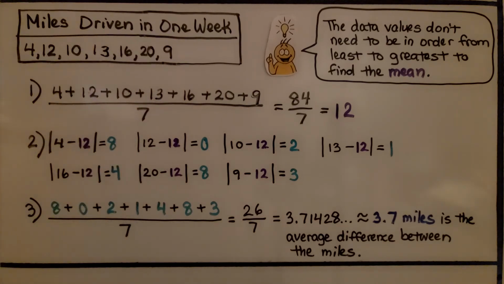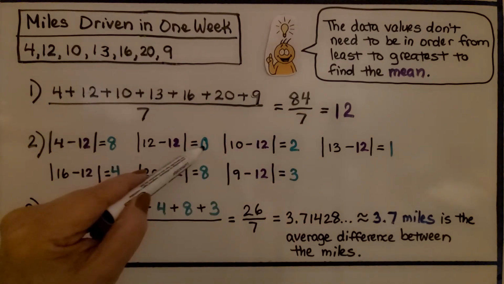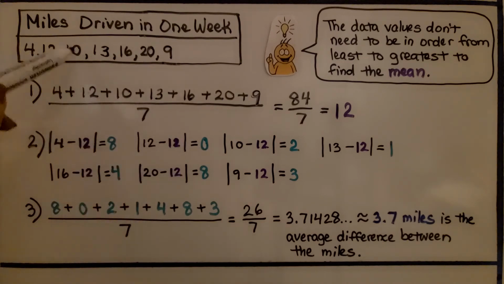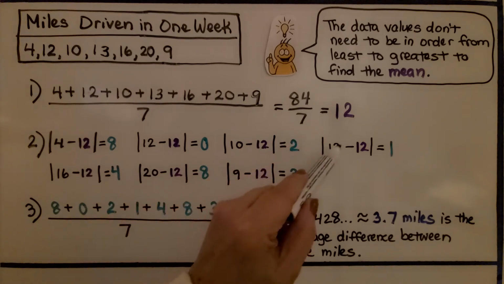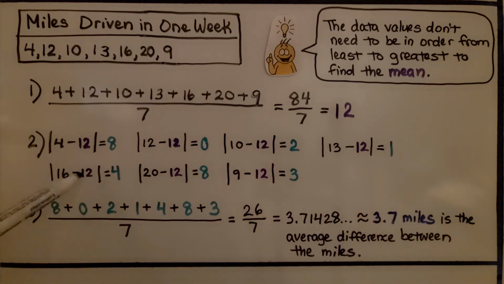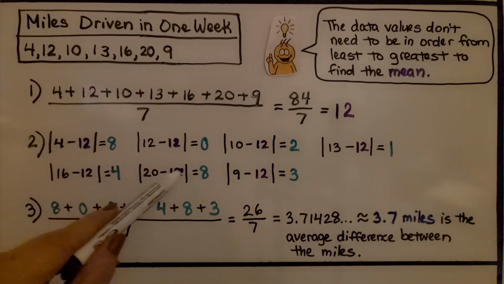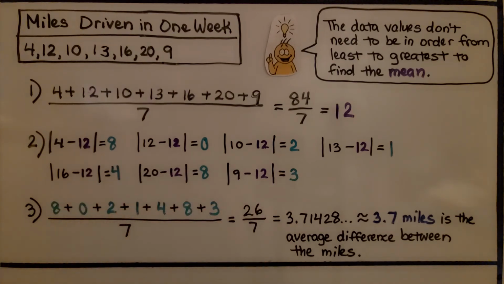Now we find the absolute value of the difference between 4 and 12, which is 8, between 12 and 12, which is 0, and between 10 and 12, which is 2, and between 13 and 12, which is 1, 16 and 12, which is 4, 20 and 12, which is 8, and 9 and 12, which is 3. We take all these green numbers and we find their average. We're going to find the mean of the green numbers.